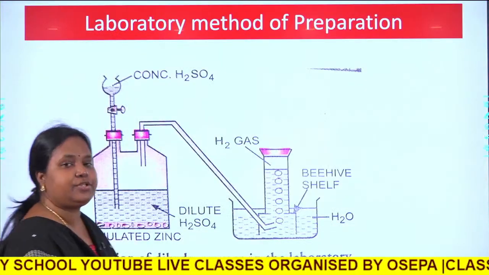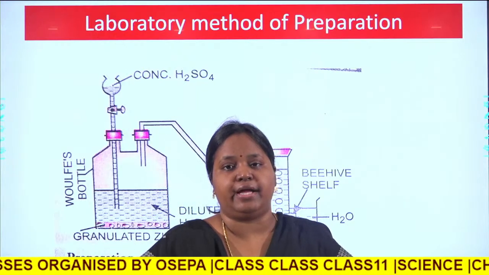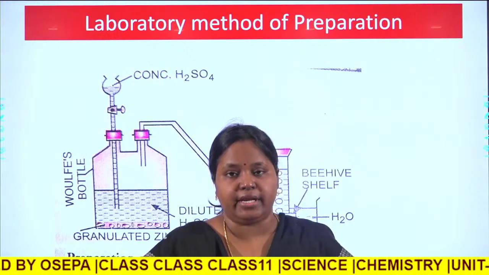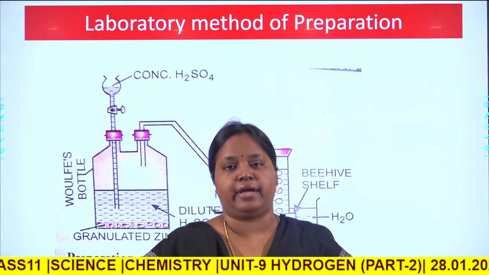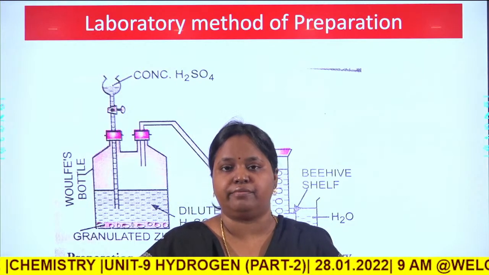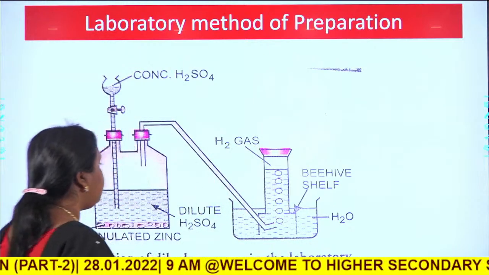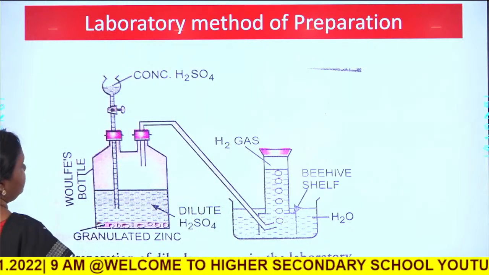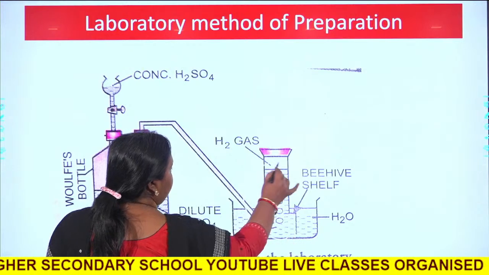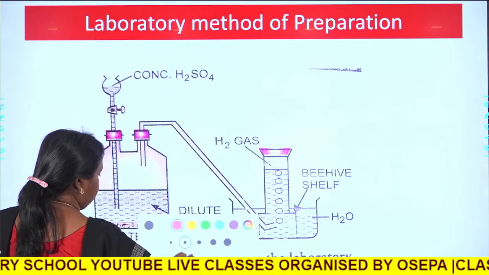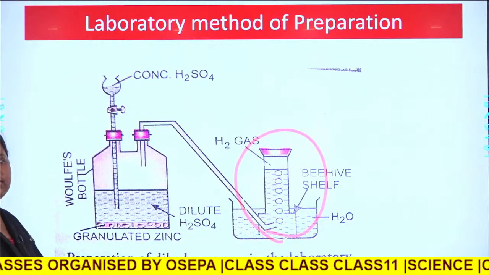This method of preparation you must have studied in school. In the lab, hydrogen is prepared from zinc granules by reaction with dilute sulfuric acid. Zinc reacts with dilute sulfuric acid producing zinc sulfate and hydrogen. The hydrogen gas is collected as bubbles.